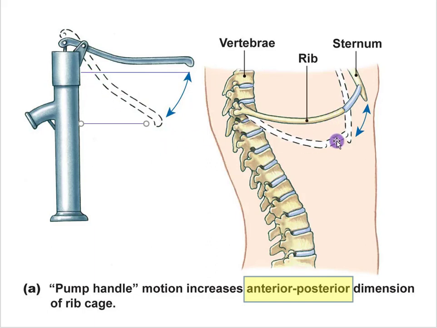What you want to notice about the ribs is that when you breathe in, there's a similar type of motion that occurs here with the ribs, and that's the whole sternum moves. Remember that the anterior attachment of the ribs is the sternum. So when this movement happens, I'm increasing A to P dimension.